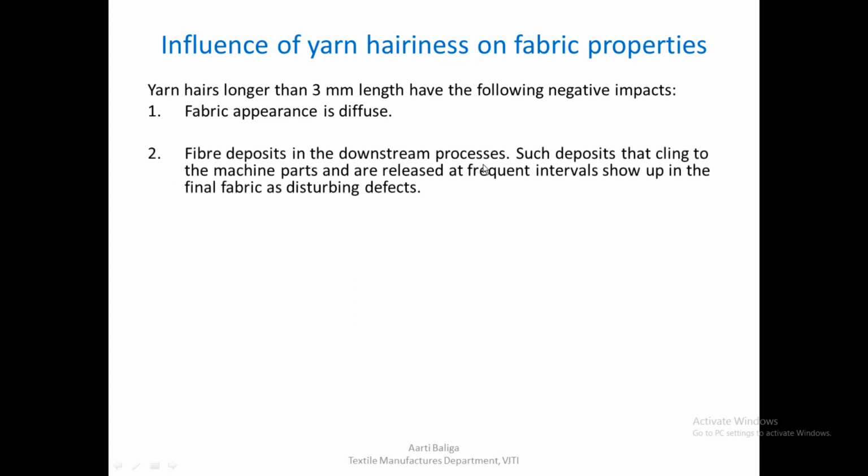Fiber deposits in the downstream processes. When the yarn hairiness is more, some fibers may start depositing and clinging to the machine parts, and after it clings it will create a bunch. At frequent intervals they will show up in the final fabric, because it will first show up in the yarns as thick places, as such deposits will be frequently released, and finally they would show up in the final fabric as a disturbing defect.